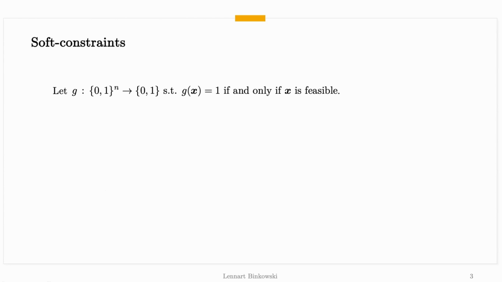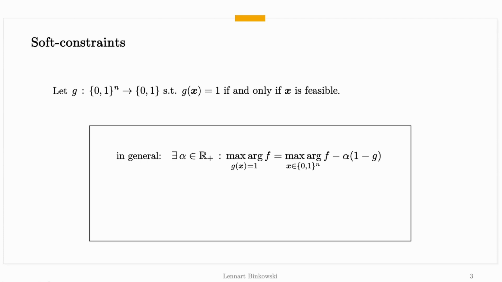For that, let's define a feasibility marker function G, which takes in bit strings of length n and outputs 1 if and only if such a bit string is feasible. Then in general, not only for the knapsack problem, but for any maximization problem, we can find some positive number alpha such that maximizing f only over the feasible bit strings gives me the exact same set of maximizers as maximizing f minus alpha times (1 minus g) over all the bit strings.